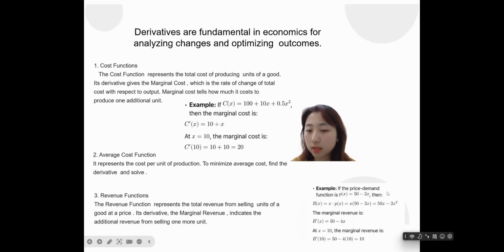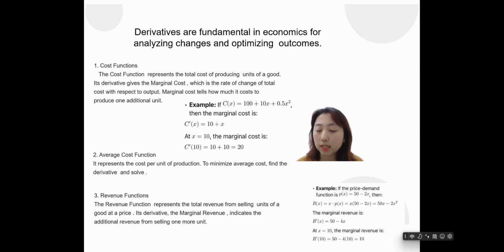If the price function is p(x) equals 50 minus 2x, then R(x) equals x times p(x). The marginal revenue is the derivative of R(x), which equals 50 minus 4x. And when x equals 10, the marginal revenue is 10. And we can calculate this.